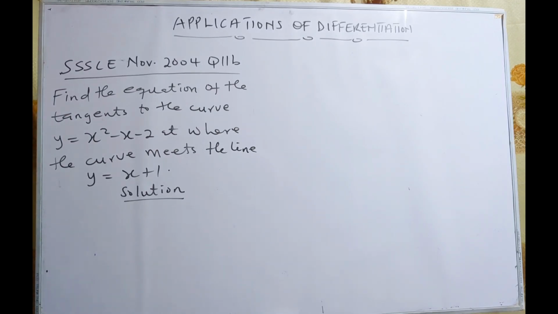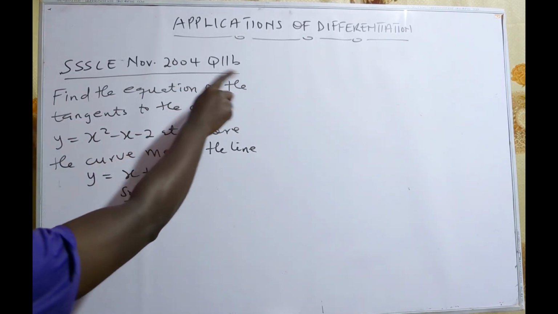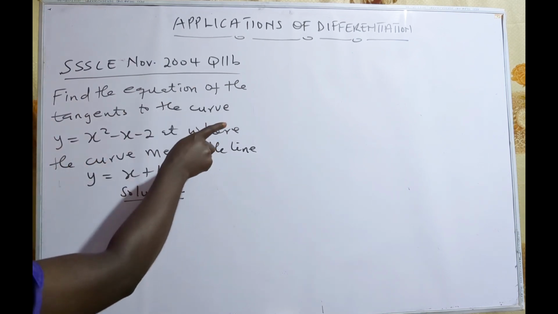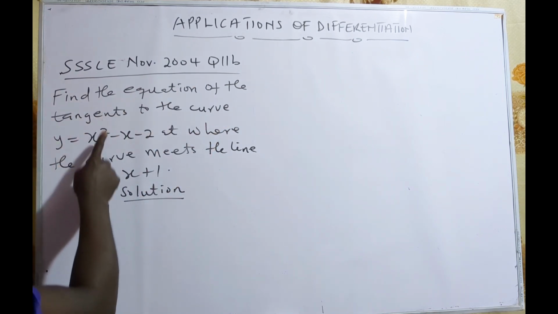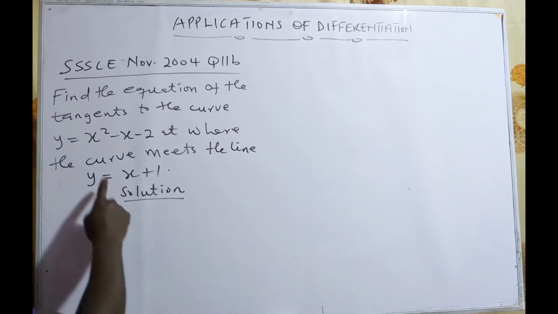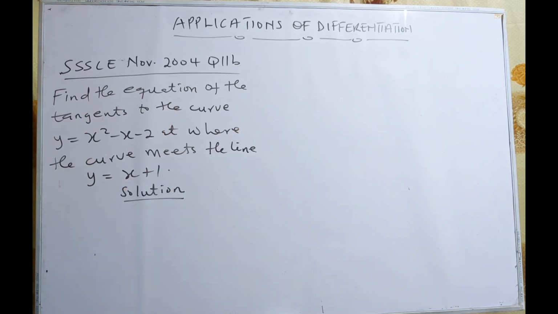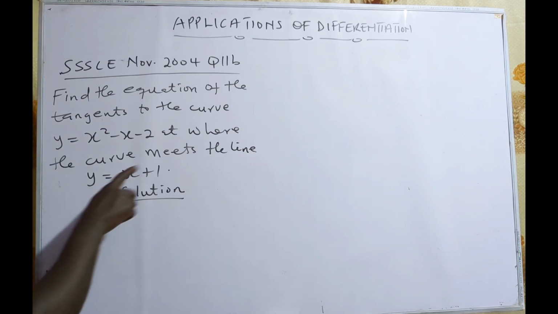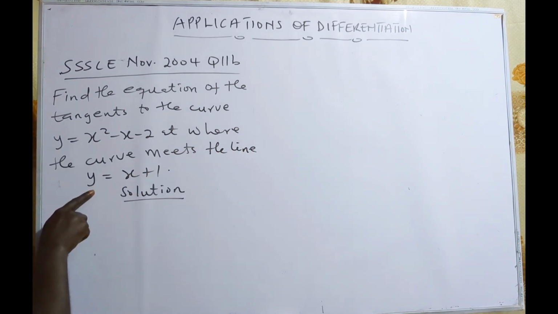Hello, let's look at this question also. We have to find the equation of the tangent to the curve y equals x squared minus x minus 2 at where the curve meets the line y equals x plus 1. Okay, so we are supposed to find the equation of the tangent, but we are finding it at where the curve meets this line.